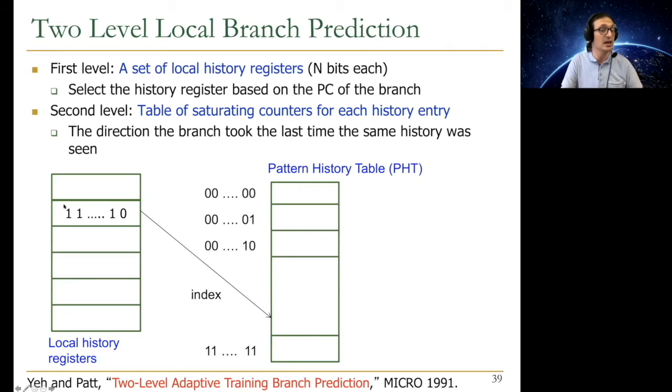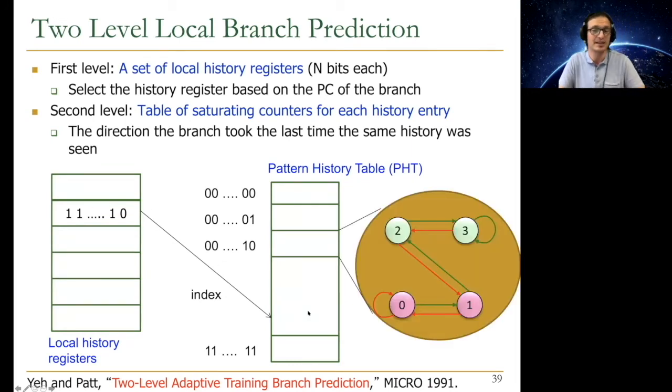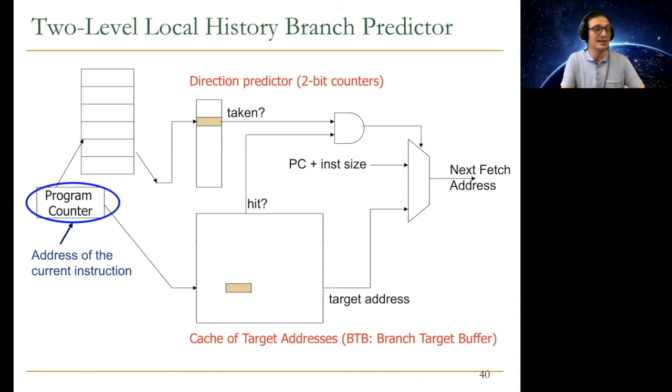So clearly, this is a lot of cost, right? For each branch, you have a local history register. And you can see that basically indexing is the same, and we have 2-bit counters in the pattern history table. So you can go through this in your reading assignment as well. It's very simple once you understand the global history register predictor, except now you need to keep local history. So this is what it looks like, basically.